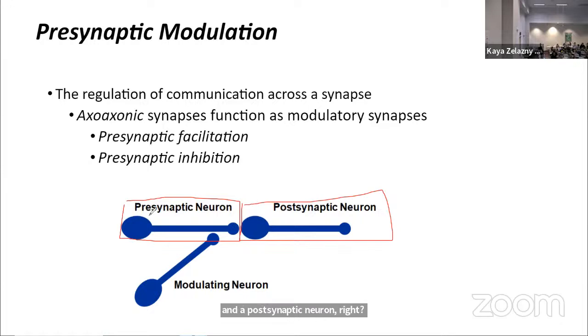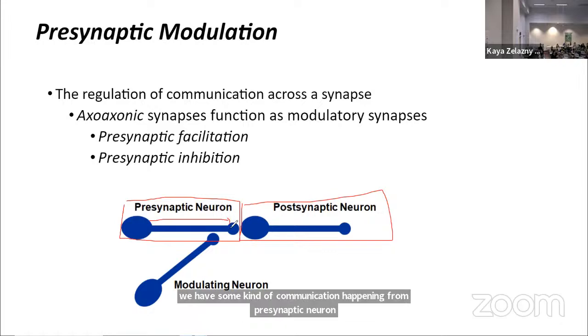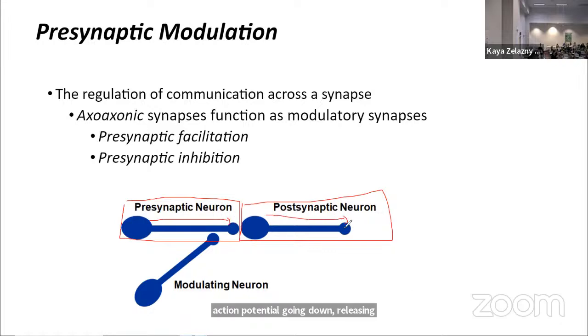So we have some kind of communication happening from presynaptic neuron, action potential going down, releasing neurotransmitter, postsynaptic neuron doing its own thing, right? So we can change our signal to the postsynaptic neuron through some of this frequency coding, right? So more frequent or less frequent action potentials. But another thing that we can do is have a third neuron come in and have an effect directly on that presynaptic neuron right before it releases its neurotransmitter that affects how much neurotransmitter gets released to the postsynaptic neuron.